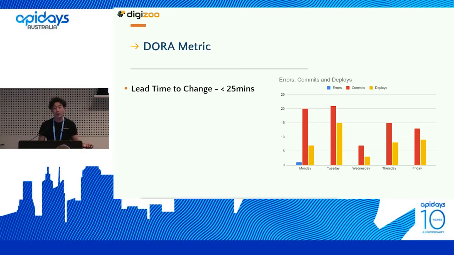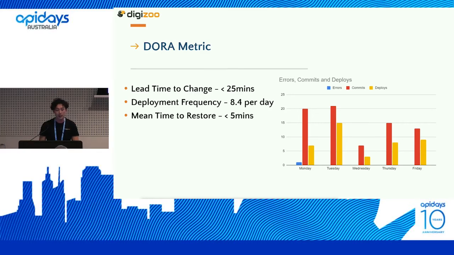Lead time to change, so that's the time it takes from a Git merge to be deployed to production. It's generally around 25 minutes on average. The median's a bit lower. Deployment frequency, we're averaging about 8.4 deploys per day, which is quite nice. Mean time to restore, so this is the time it takes pretty much to fix a production incident. Image rollbacks generally are a bit quicker, about 3 minutes. A feature flag is even quicker to fix. And change failure rate, 2.4%.